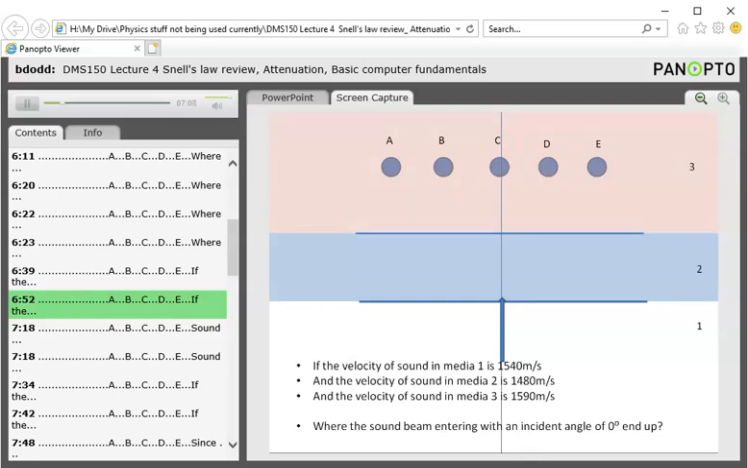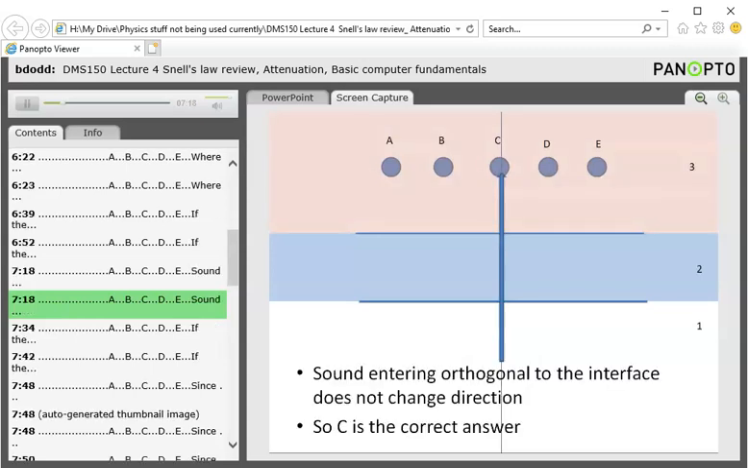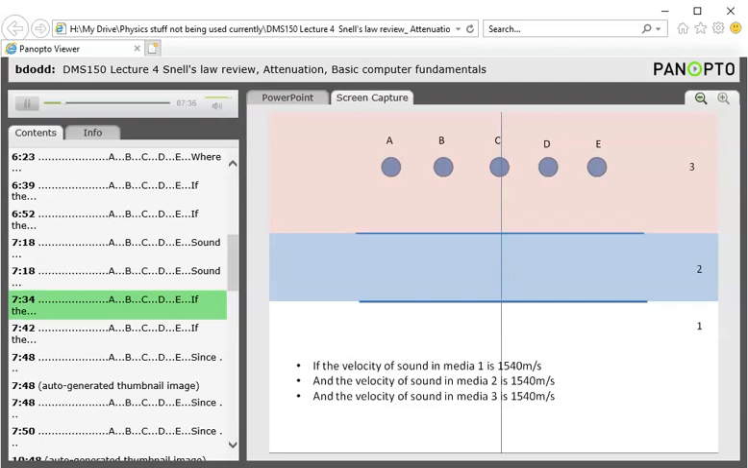It won't change direction. No matter how much the speed of the media changes, if it's entering at a 90-degree angle, it will not deviate. It'll stay at 90 degrees, so it'll go straight. Okay? That's another typical Snell's Law question, though this isn't really Snell's Law because there's no angle, so it just goes straight.